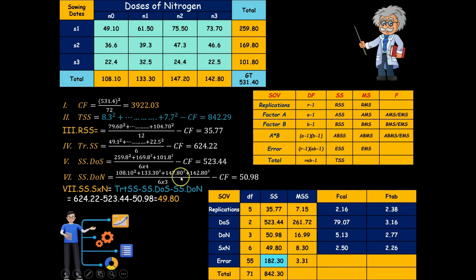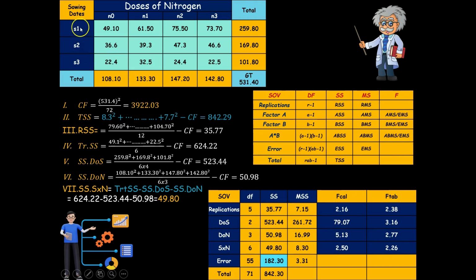If we take the example of different dates of sowing, they are significantly different because the calculated value of F here is greater than its tabulated value. So we can interpret the other sources of variation also accordingly, because the thumb rule is whenever the calculated value of a particular test of significance is greater than its critical value, then we have to reject a particular hypothesis.